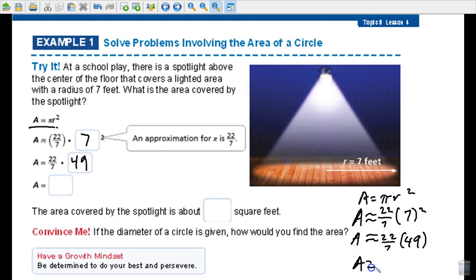And then A equals, we'll do 22 divided by 7 times 49. And that'll give you 154. So the area covered by the spotlight is about 154 square feet. Then if you wanted to, feet squared.